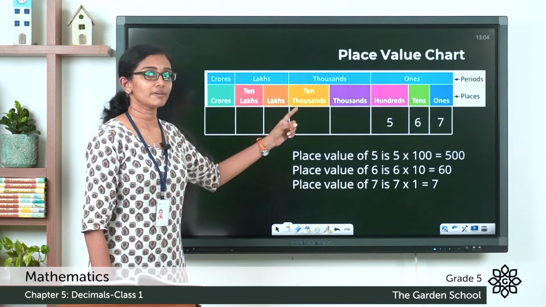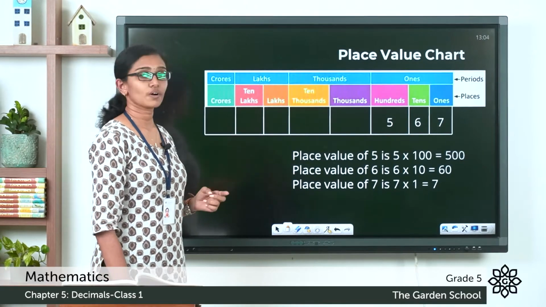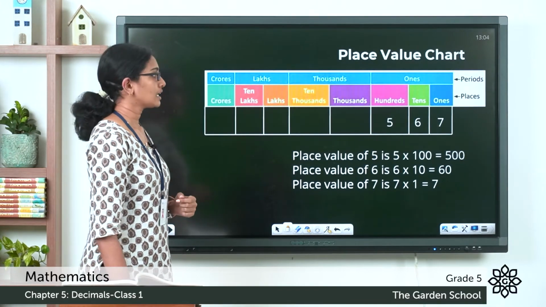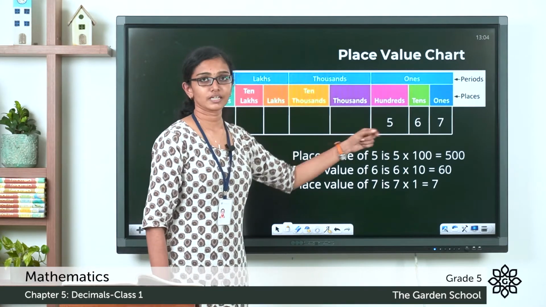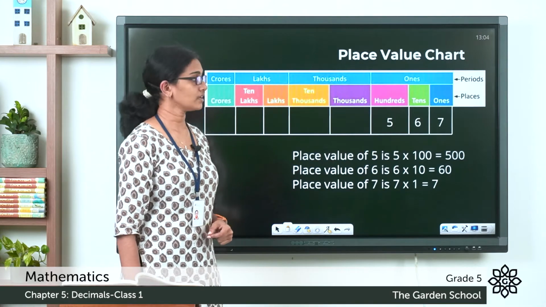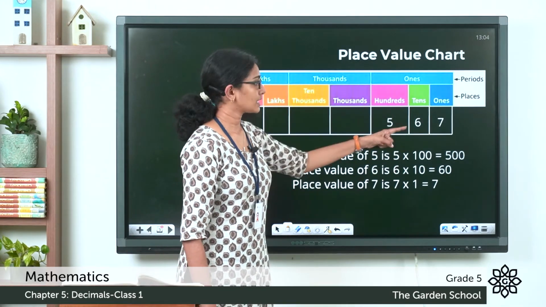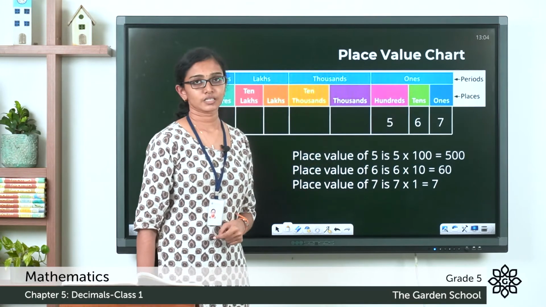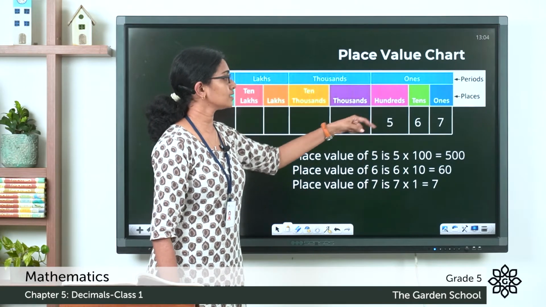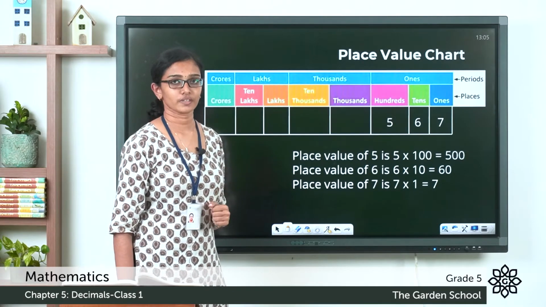We can use a place value chart to compare and find the place values of the digits in a number. Here one number is represented in this place value chart. The number here is 567. The digit 7 is in ones place. The digit 6 is in tens place and the digit 5 is in hundreds place. So let's see the place value of each of these digits.